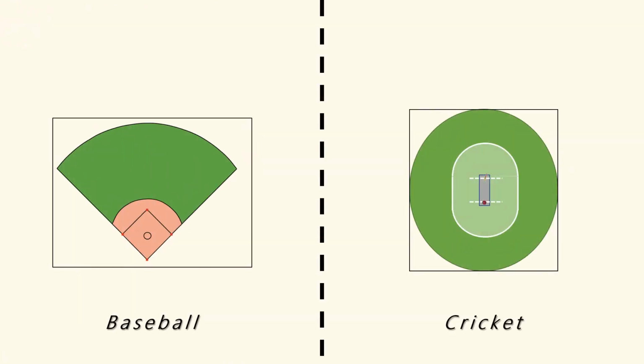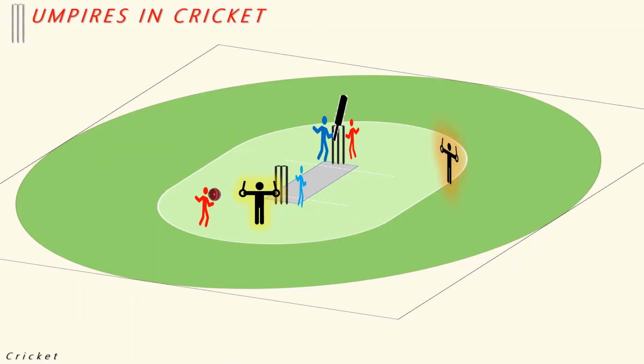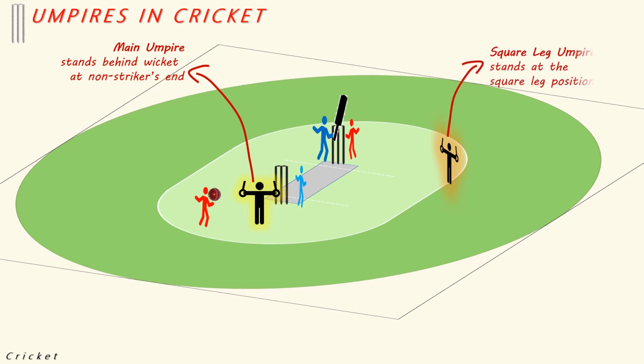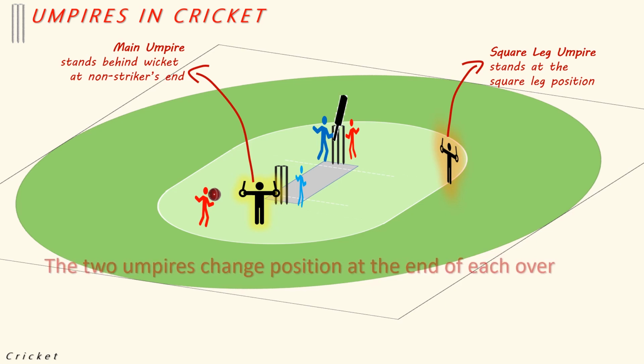Let's now talk about cricket umpires. Traditionally, cricket matches have 2 umpires on the field. When a ball is being bowled, one umpire stands behind the wicket at the non-striker's end. He is the main umpire who gives decisions. The other umpire, the striker's end umpire, takes the position that he feels gives him the best view of the play. He usually, but not always, stands at the square leg position. These 2 umpires change positions at the end of each over.